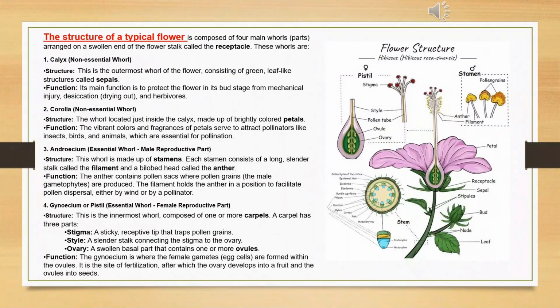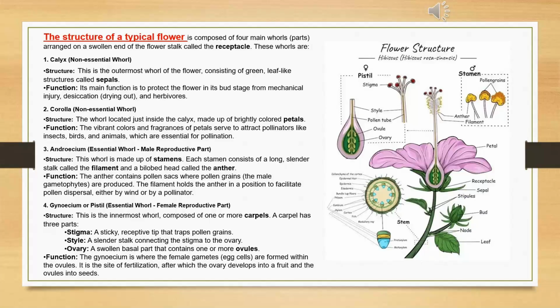What is the structure of calyx? It is the outermost whorl of the flower consisting of green or leaf-like structures called sepals, as you can see in the image. And what is the function of this part? Its main function is to protect the flower in its bud stage from mechanical injury, dislocation, or drying out, and herbivores. The second one is corolla. It is also a non-essential whorl.